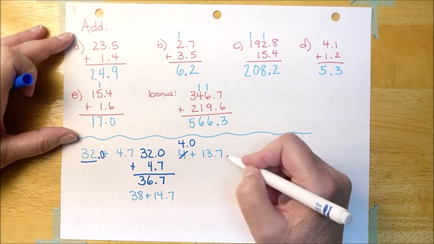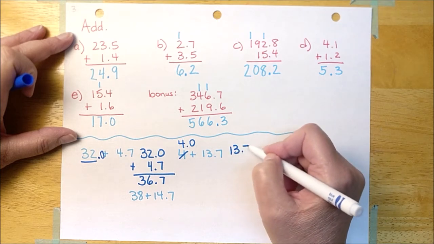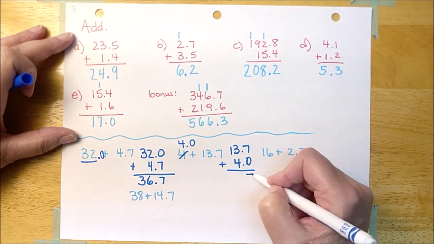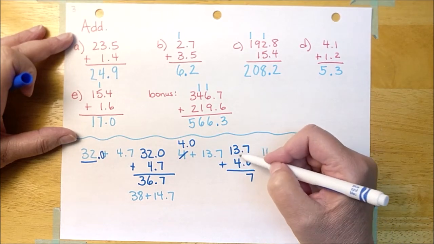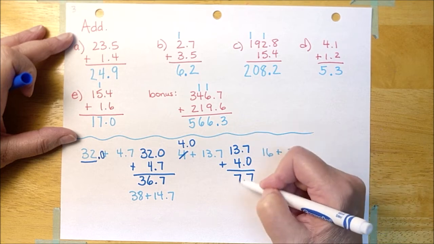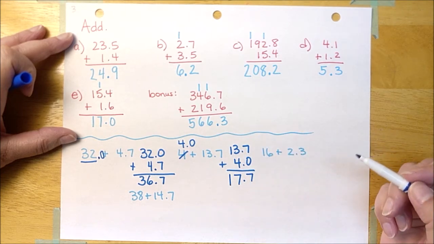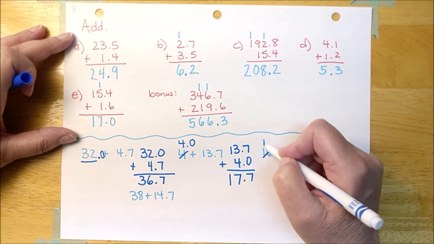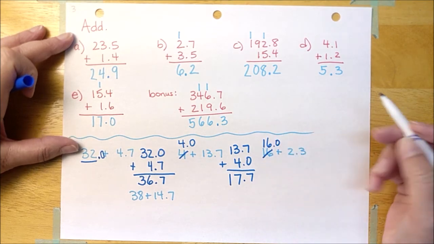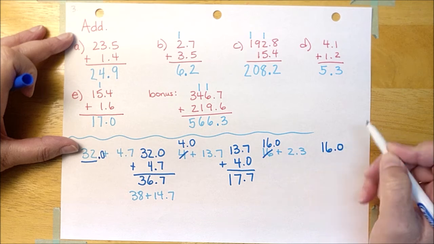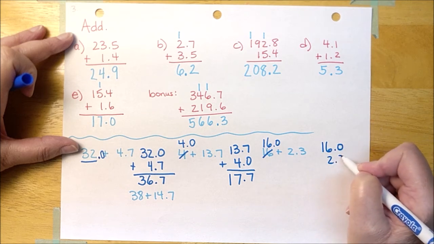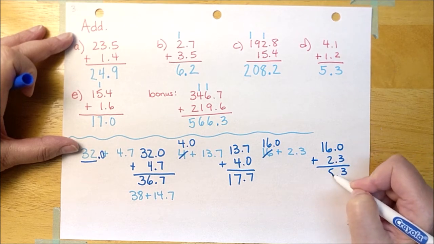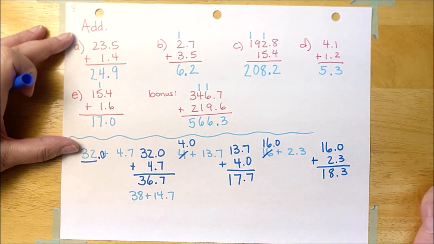Still the same number. So I'm going to rewrite my numbers, and I'm going to add them. 7 plus 0 is 7. 3 plus 4, oops, I forgot my decimal, is 7, and 1. 17 and 7/10. Here my number is 16. It doesn't have a decimal, but I can write it with a decimal, and now I can add 16 and 0/10 plus 2 and 3/10 will equal 18 and 3/10.